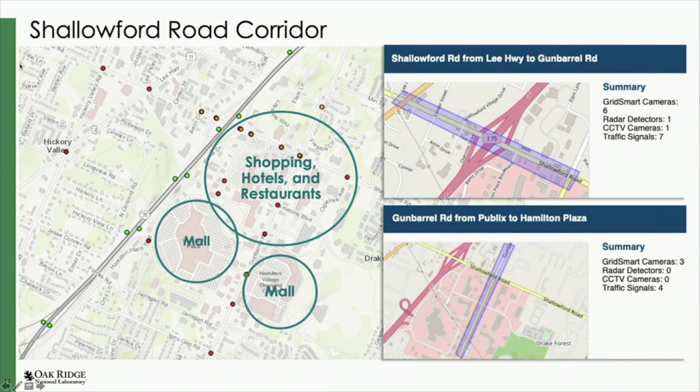I think I can figure out which one that is. I think this intersection here is the right one. So a lot of traffic comes from there onto Shallowford Corridor as well. We're going to be looking at 2 roads for GridSmart. So we have Shallowford Road, which they call west to east. It's not really quite west to east, but it's close enough. And then there's Gumborough Road, which intersects Shallowford Road to lead down to those big shopping malls. And they also have a bunch of GridSmart sensors on there.